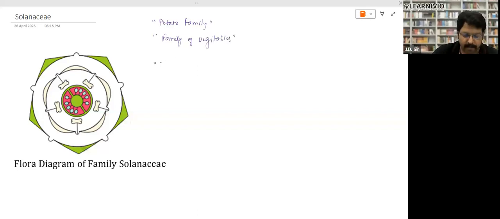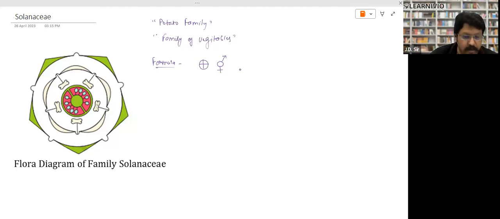Right. And what is the floral formula? The floral formula is actinomorphic. Actinomorphic means what kind of symmetry? This is radial symmetry. You can cut from anywhere. A line passing through the radius will cut this flower into two equal parts, right? So this is radial symmetry. Look, both sex organs are present. These are the androecium, and this is the pistil, the gynoecium. So that is actinomorphic, bisexual.